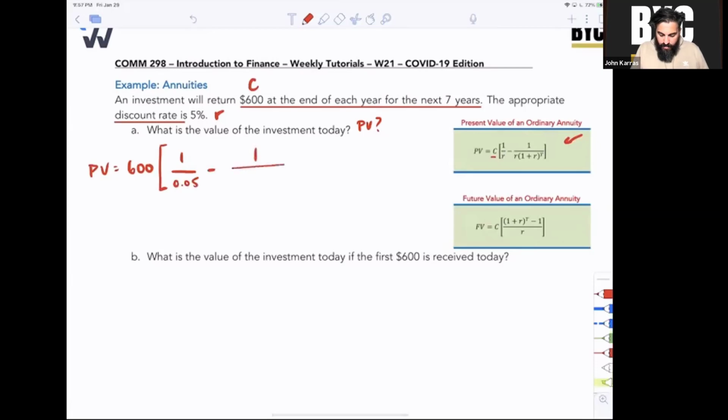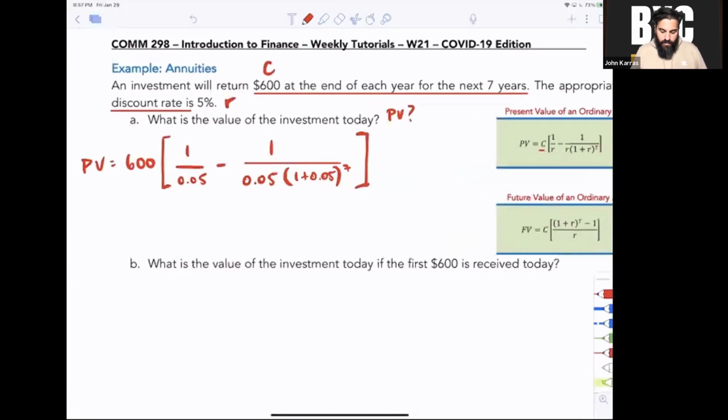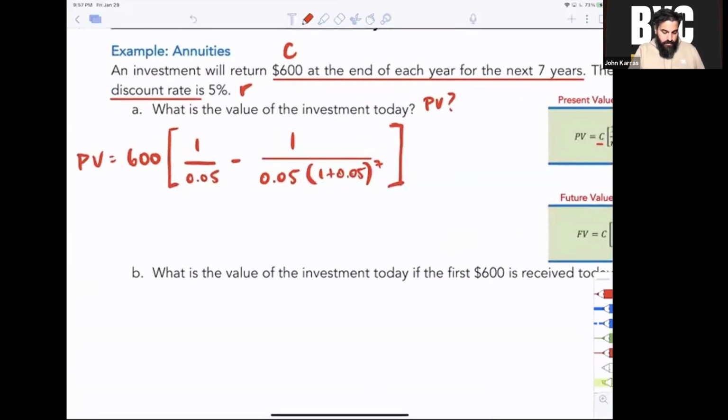minus 1 over, just following my formula, R times 1 plus R to the power T, which is 7 years. So let's try to punch this in. Let me see in the chat what you guys got, and we'll compare with mine.